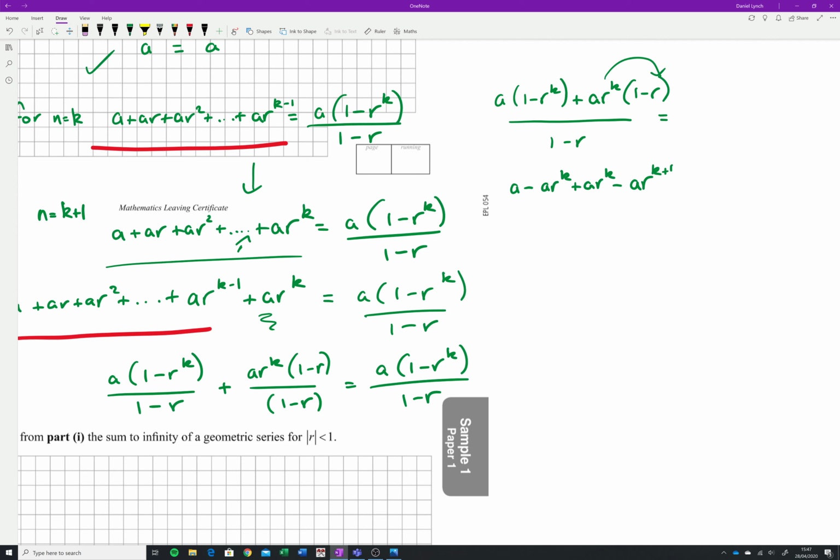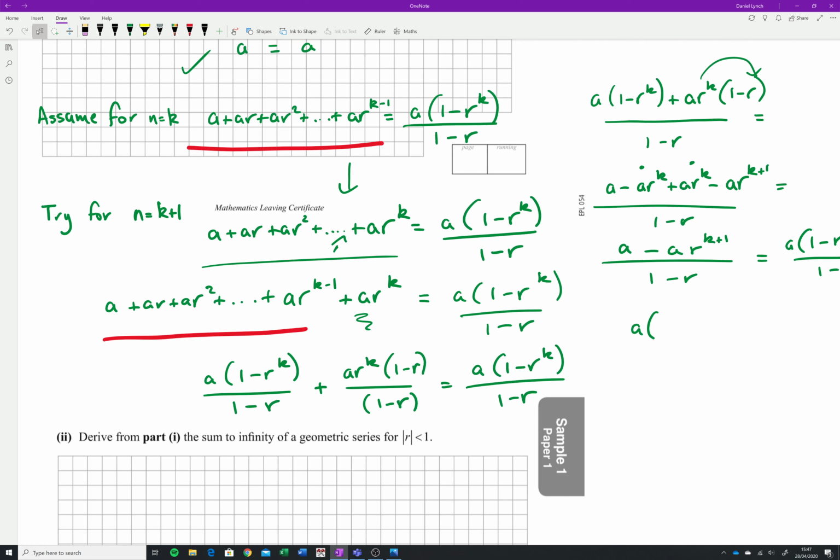Okay, with that done, this thing and that thing are nothing. So we get, sorry, this was all over 1 minus r, let's not forget that. So we get (a minus ar^(k+1)) over (1 minus r), and we can factorize out the a's. Yeah, it's equal to a times (1 minus r^k) over (1 minus r). Did I do something a little bit silly there? I did actually, yeah, sorry, of course.